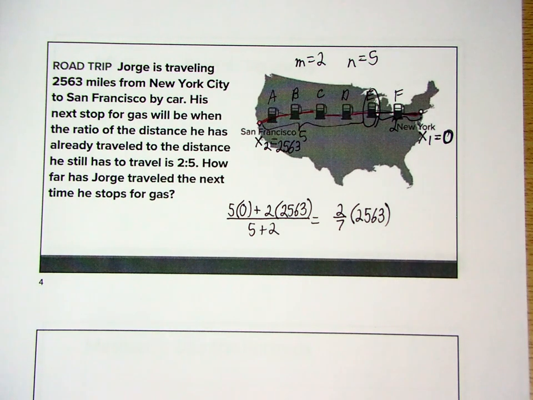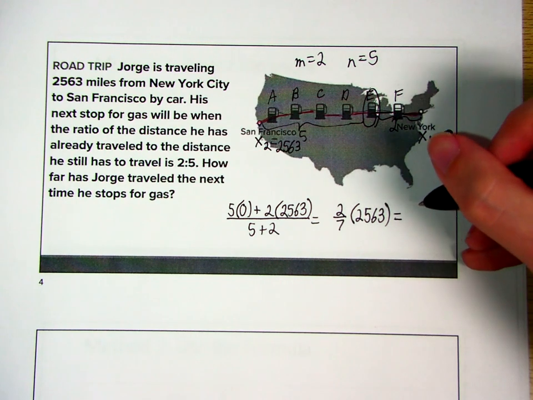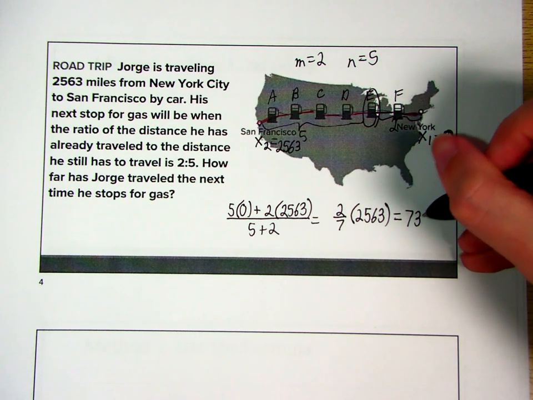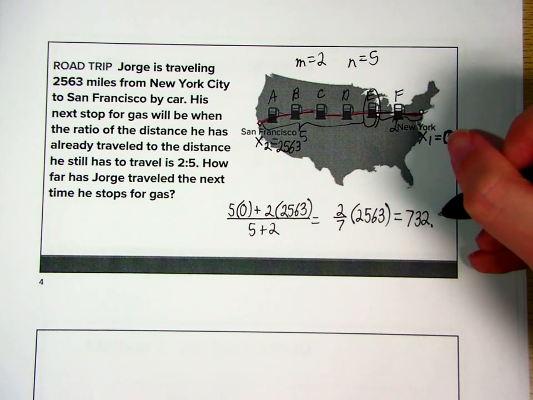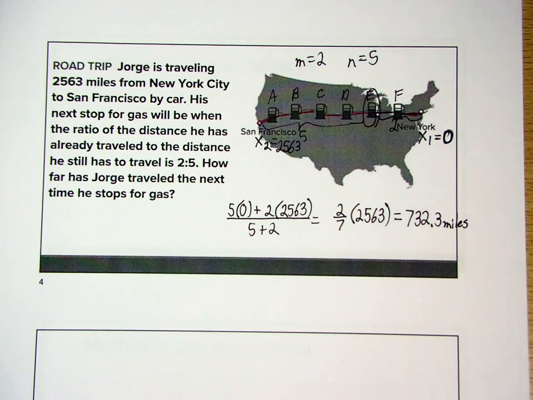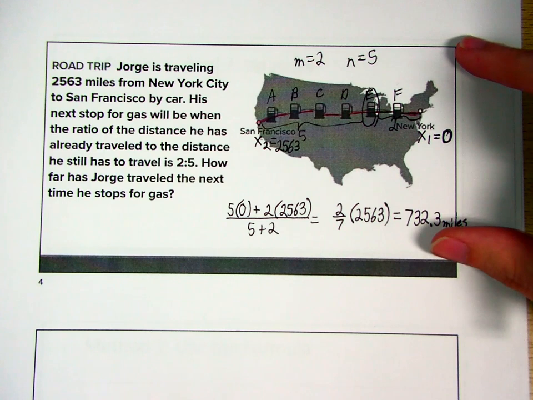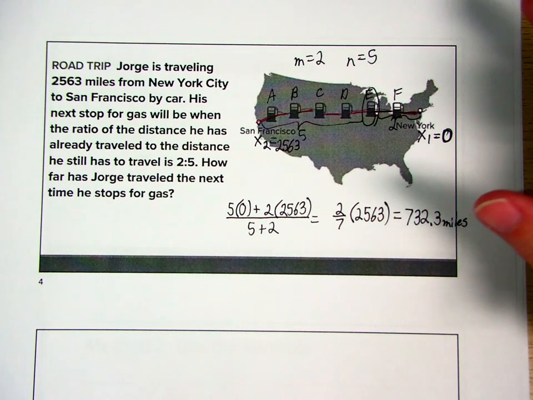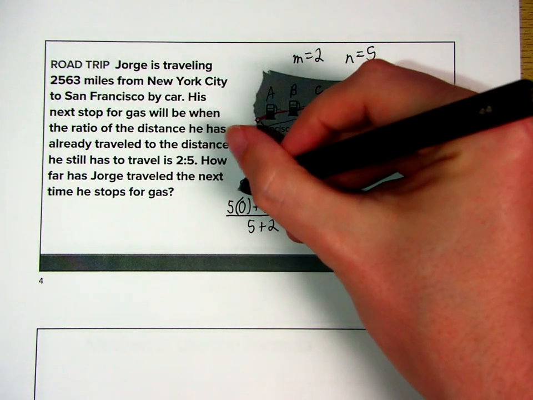Pulling up a calculator for that. 2,563 times 2/7. We get a location of, he's traveled 732.3, we'll round it, 0.3 miles. This approach we've done is our normal section formula approach. This was using our section formula.